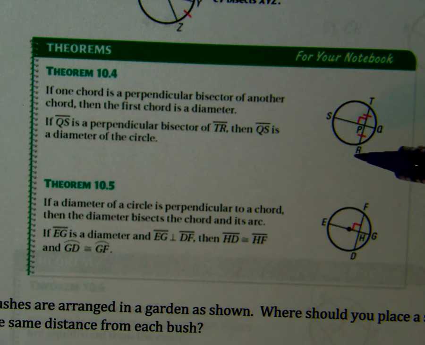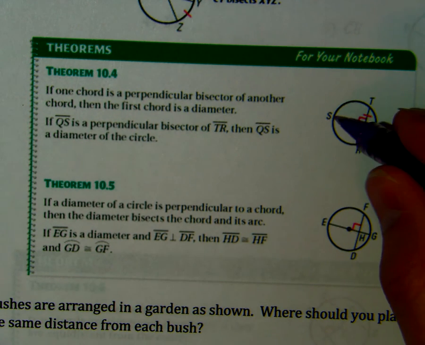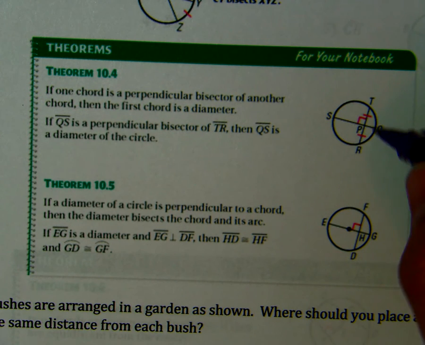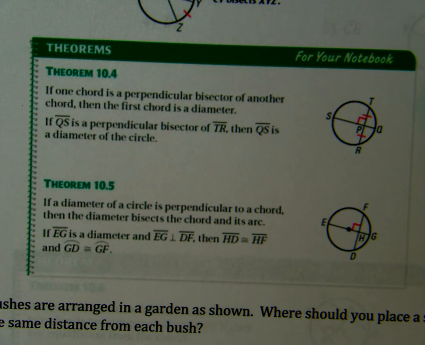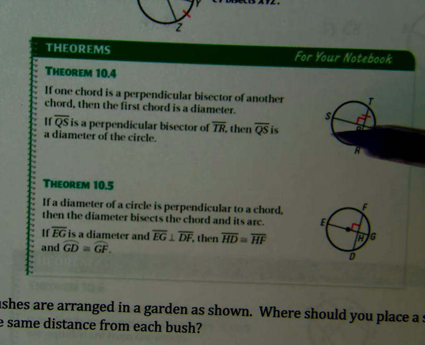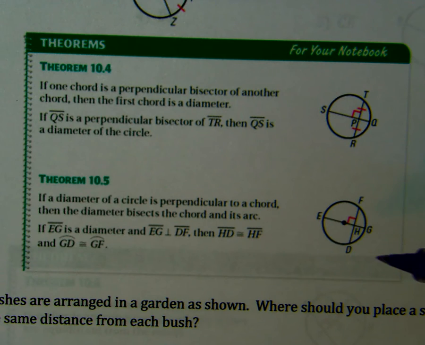The one that is doing the bisecting, okay, is a diameter, okay? So that means here QS would be the diameter, because that is the chord that is the perpendicular bisector of another chord, all right? This theorem is pretty much the same thing in reverse. So here, if you know that a chord is a perpendicular bisector, you know it is a diameter. This one, you need a couple of pieces. One is if you know it is a diameter, all right, that is perpendicular, then it will bisect the chord, okay?